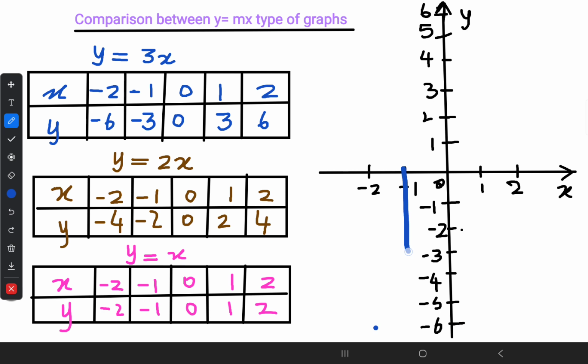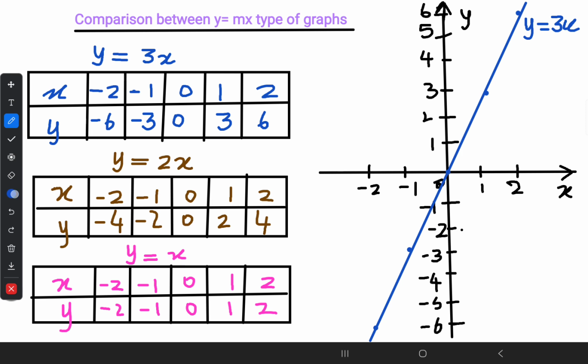x is negative 1, y is negative 3. x is 0, y is 0. x is 1, y would be 3. x is 2, y would be 6. Okay, we just mark the coordinates, then connect them using a straight ruler. Our first graph is completed. Definitely you should indicate the graph name. This is y equals 3x, the naming of our first graph.